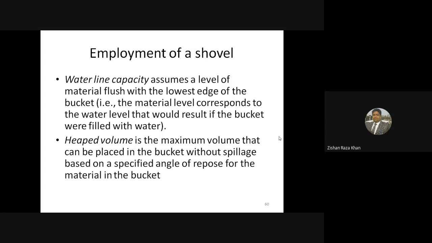As we have seen in the video, that bucket is not having the water line capacity because it is excavating rocky material, and you can easily see a heap created in the bucket. So the actual volume taken up by the bucket in one go is more than the water line volume of the bucket.